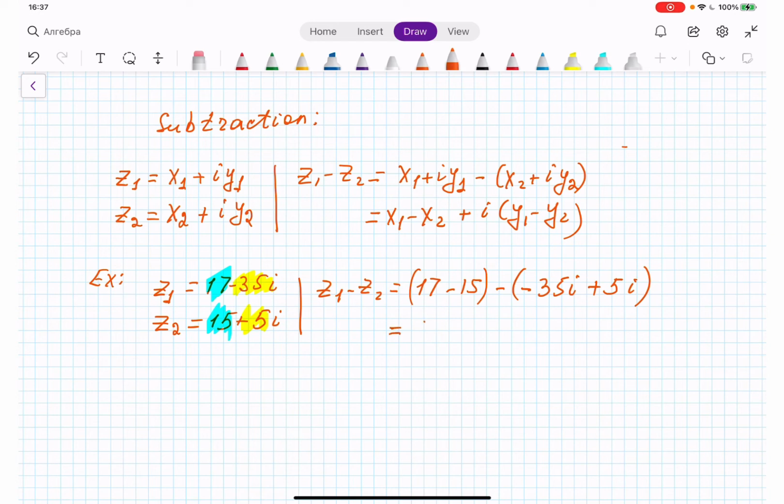Okay, so from here, what do we get? This is equal to, right? Opening parenthesis, since negative 35 will become positive, I'm taking i out, and I will get negative 35 minus 5. And the answer is z1 minus z2 is equal to minus 40i. So this is the answer.